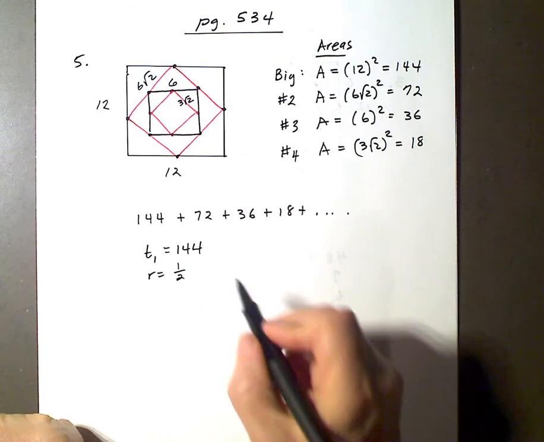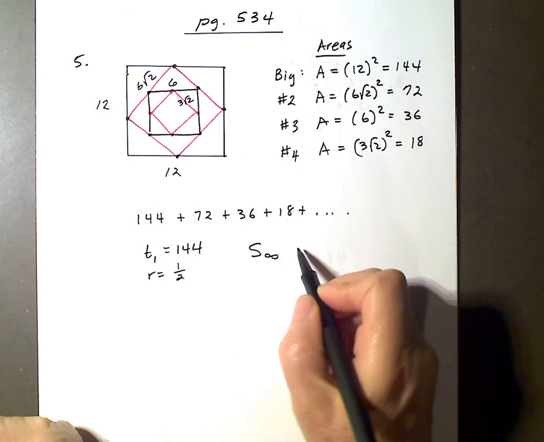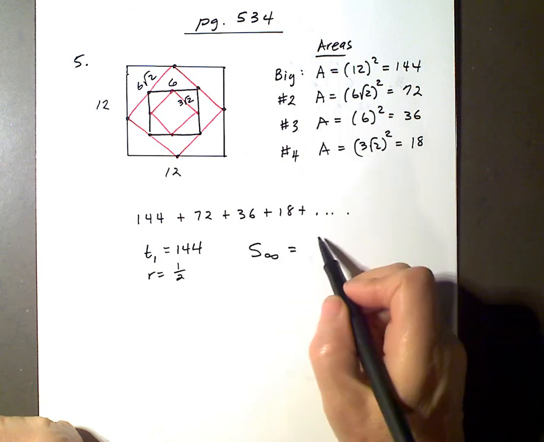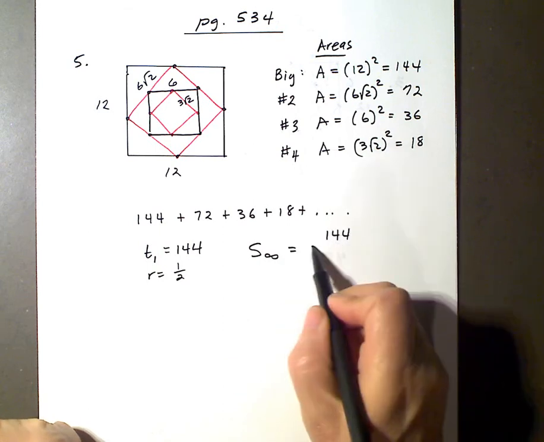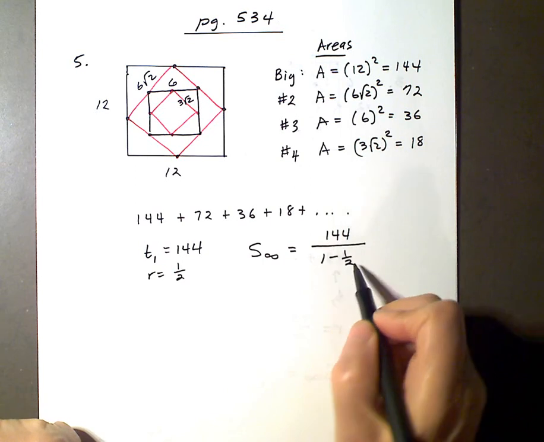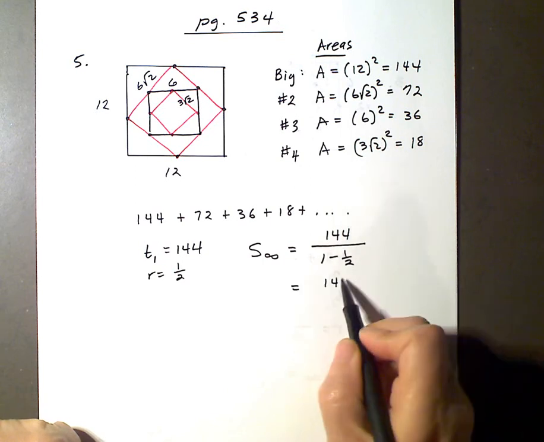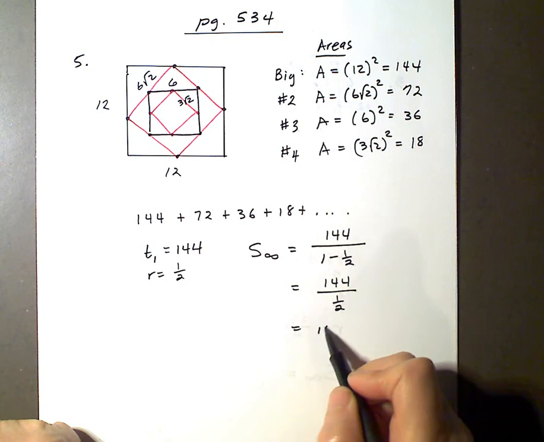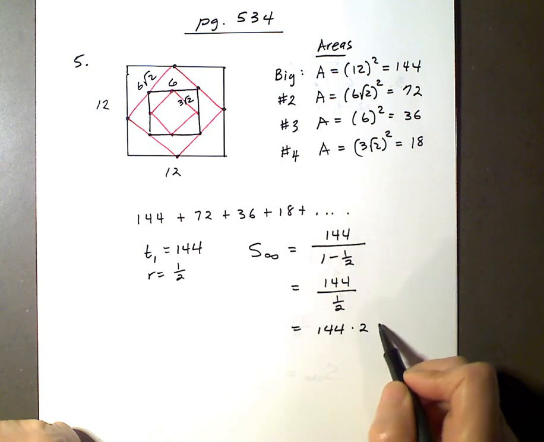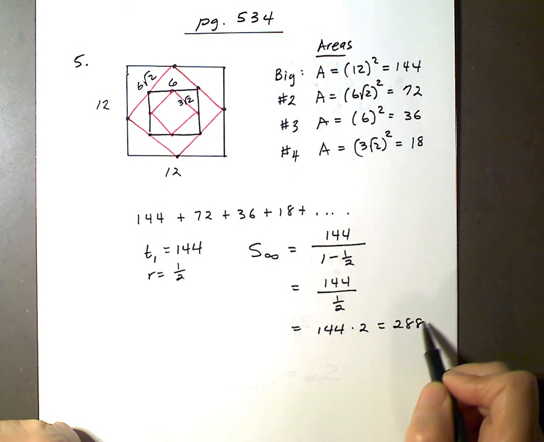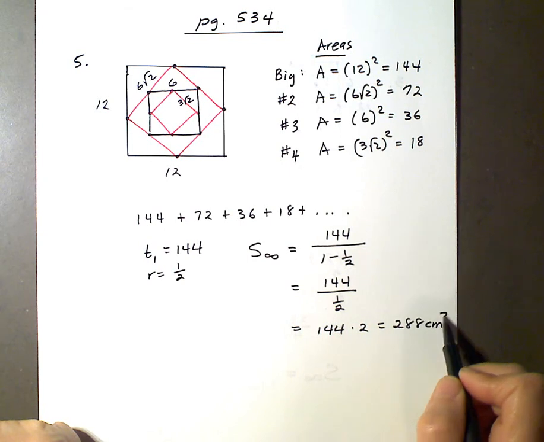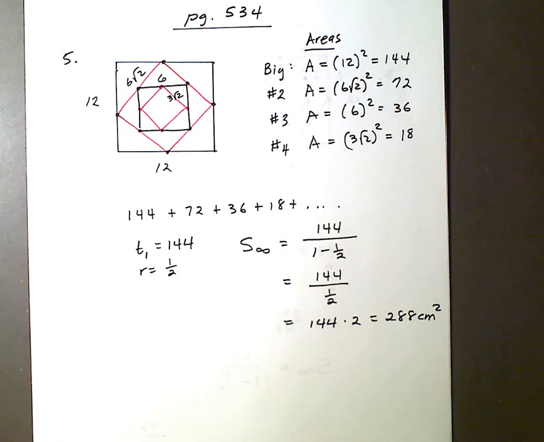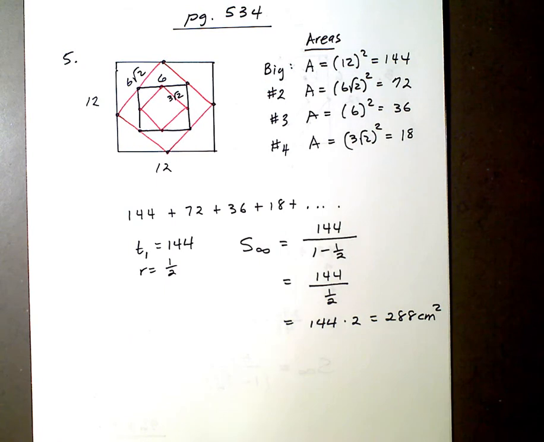So we look at it as an infinite geometric series, and it's going to be the first term over 1 minus 1/2, which is 144 over 1/2, which is 144 times 2, which is 288, and that would be in square centimeters as far as the total areas of all of those squares. And that is it.